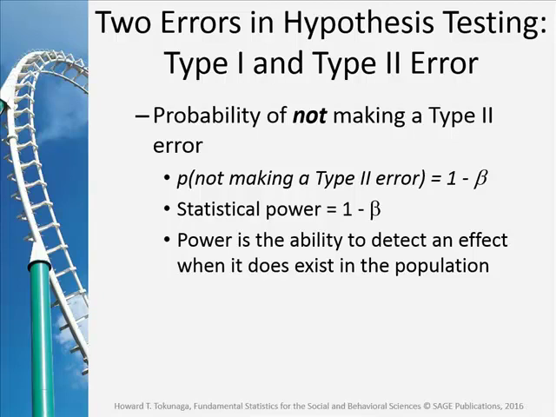We have sort of, again, using some logic here, working backwards, what we are interested in instead is what we call the power of a test. If a test has statistical power, power is then the ability to detect an effect when it does exist in the population. So we want our analysis to have statistical power.